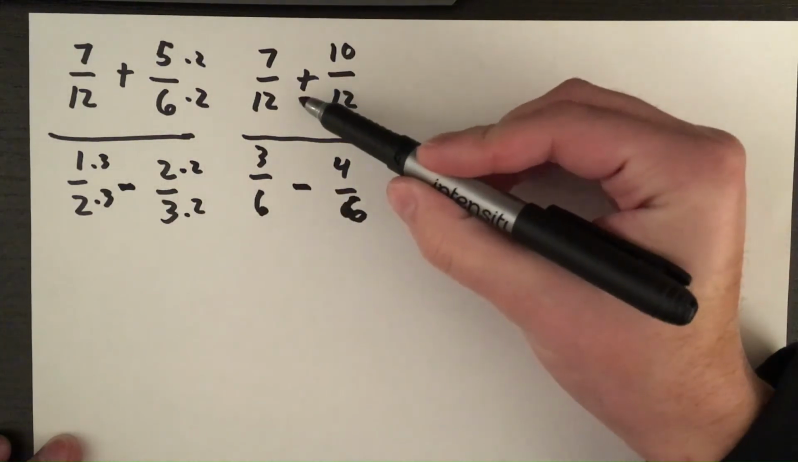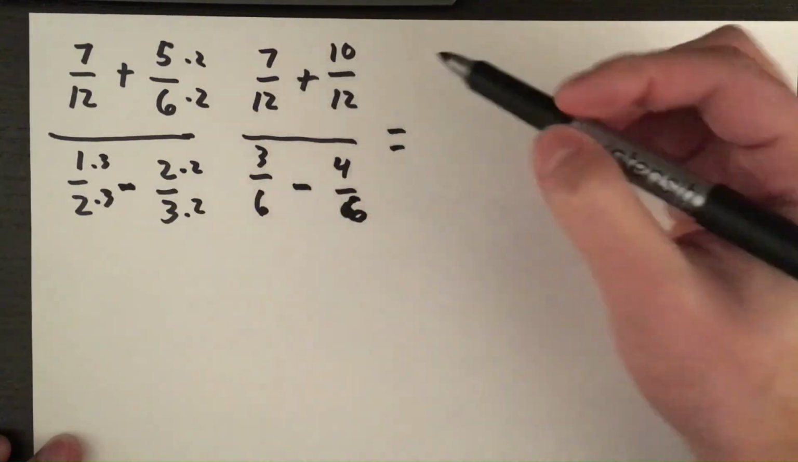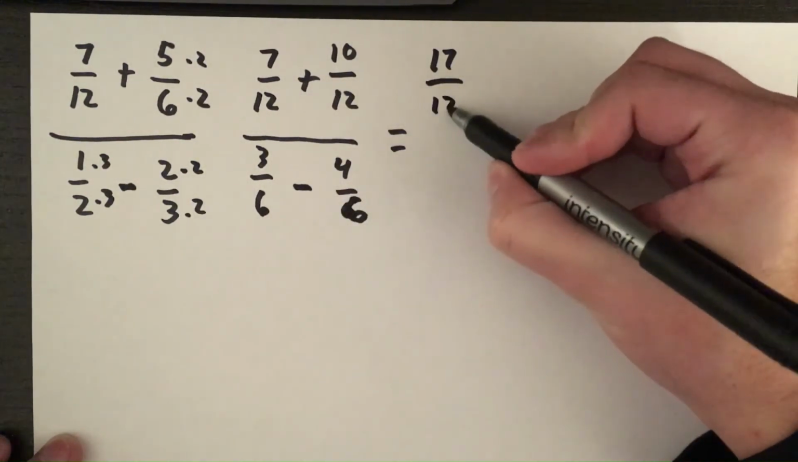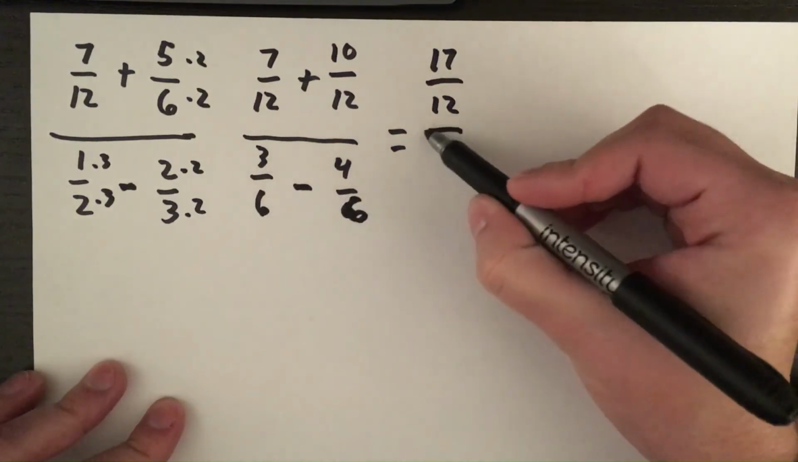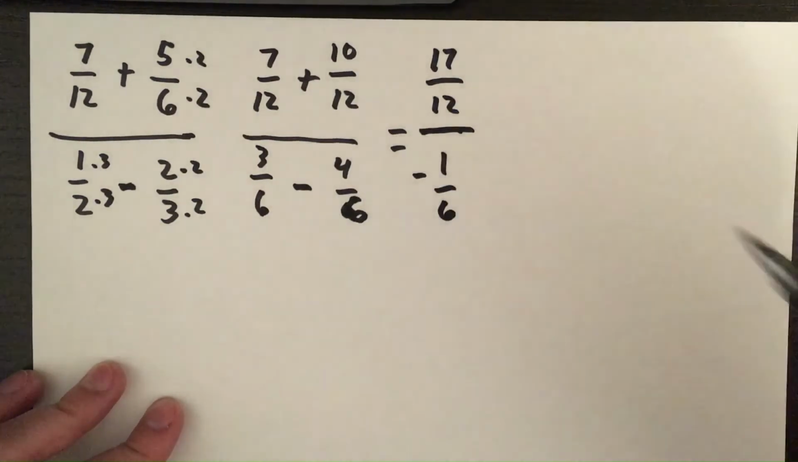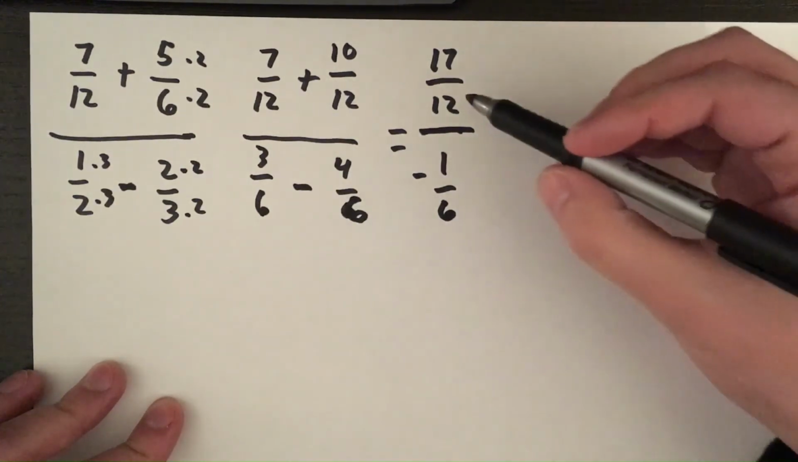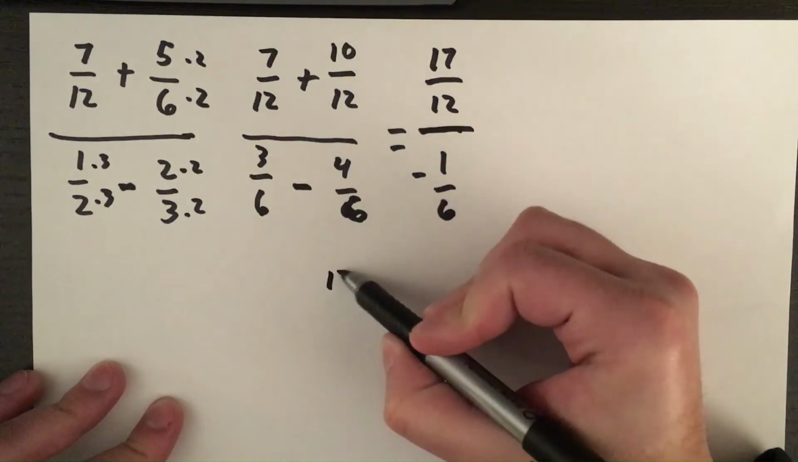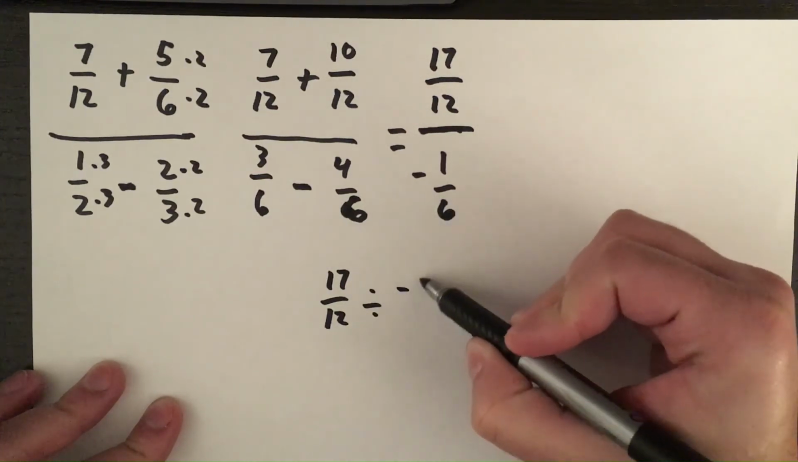So let's add this together and subtract this. 7 plus 10, it's going to give us 17 on top. The 12 will remain the same. 3 minus 4 is going to give us negative 1 over 6. So now we have something we can work with here. And let's write this in a more linear way. So 17 over 12 divided by negative 1/6.